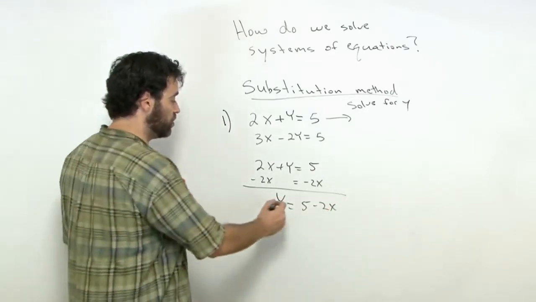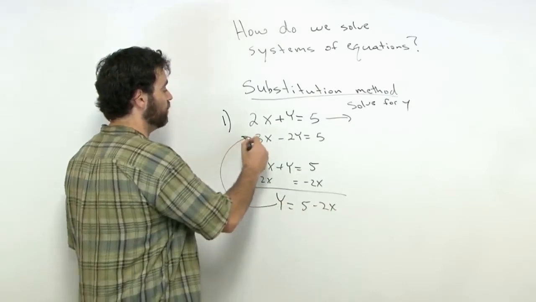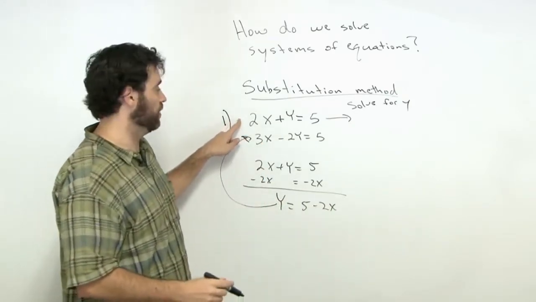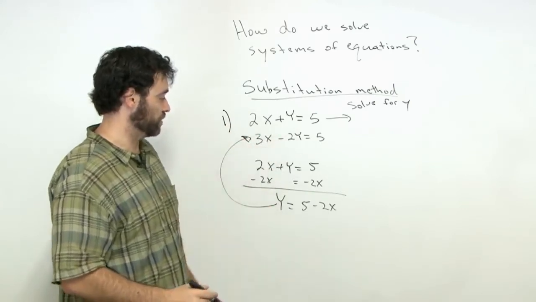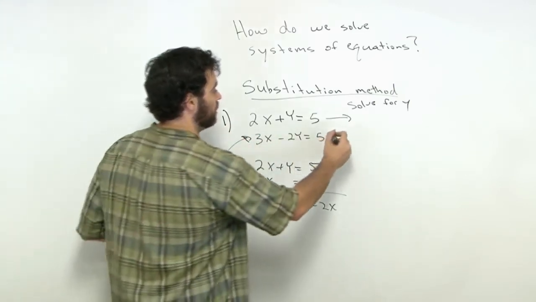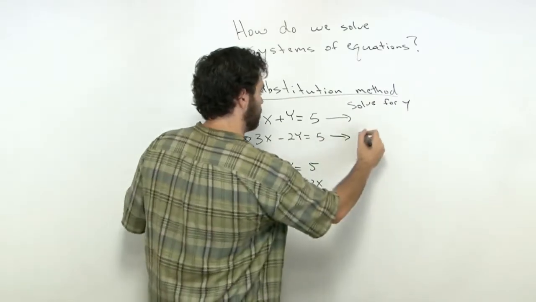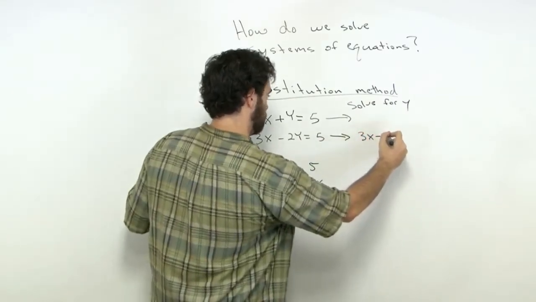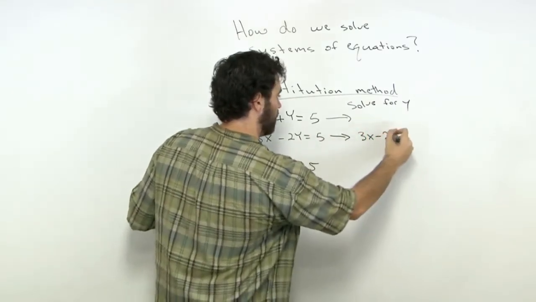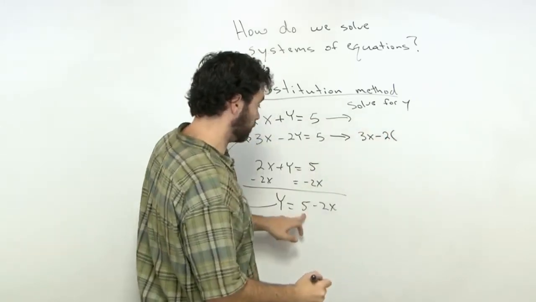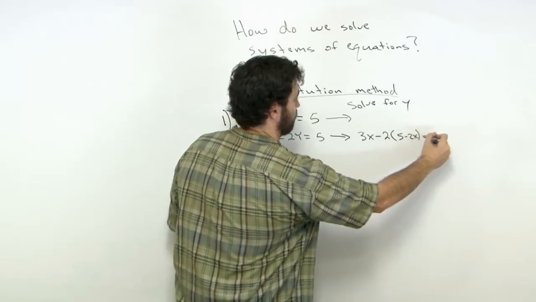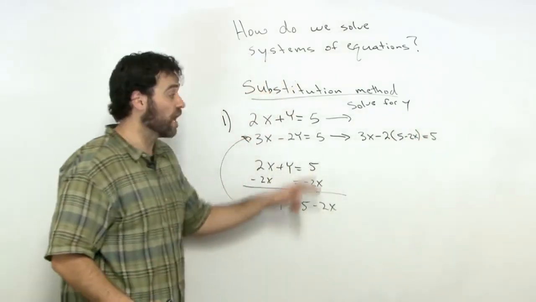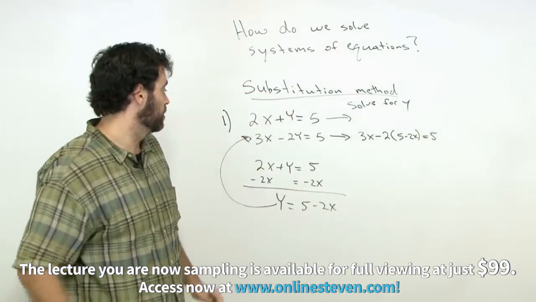I'm going to substitute it into this second equation. I used the first equation to isolate a variable. Now I'm going to substitute my y into this equation. So, what does that mean? I'm going to write 3x minus the 2's on the outside, replacing my y with 5 minus 2x, equals 5. And now we're going to solve that for x. So let's go.